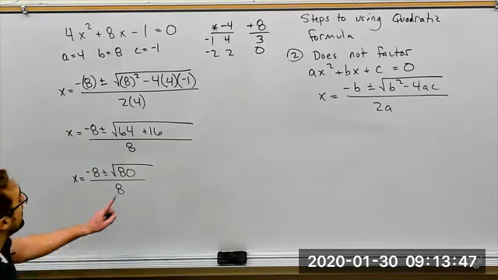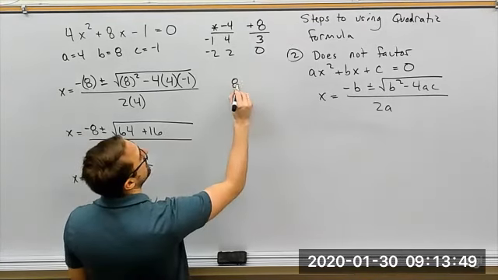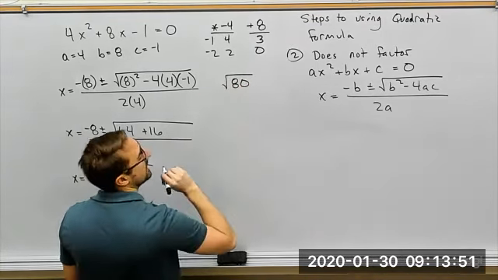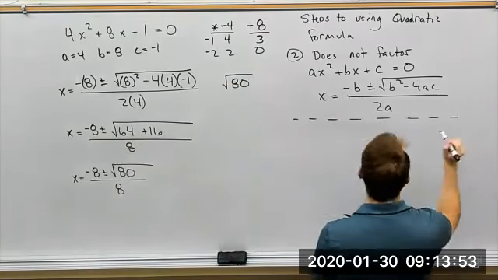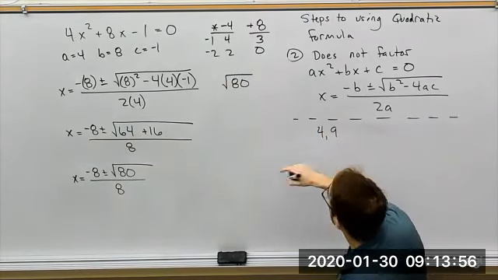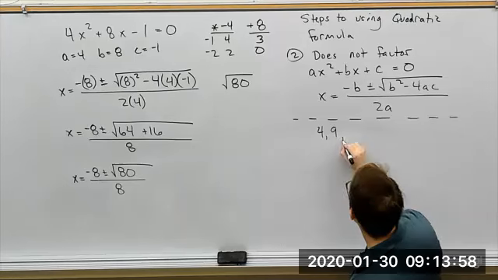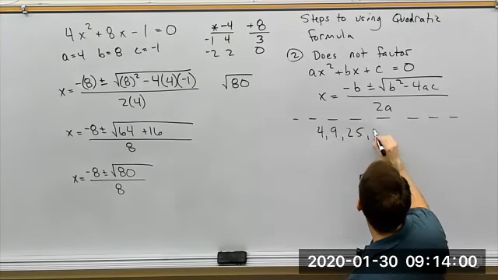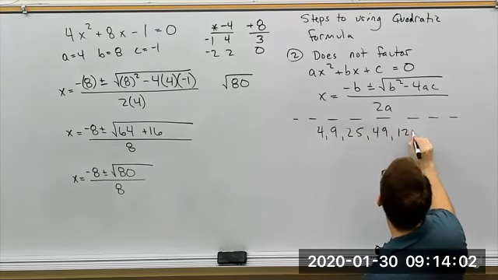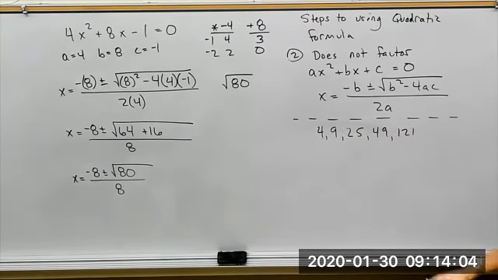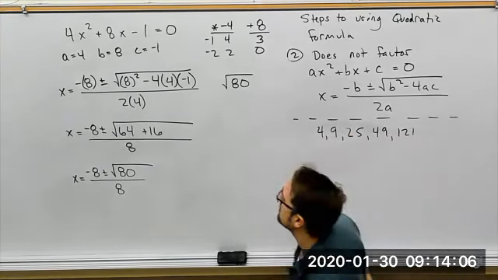All right. Now we got to simplify the square root of 80. Remember what we're looking for? We're looking for this number to be divisible by 4, 9, 25, 49, or 121. Those are the 5 numbers we're looking for, right? Most likely it's going to be the first 3.